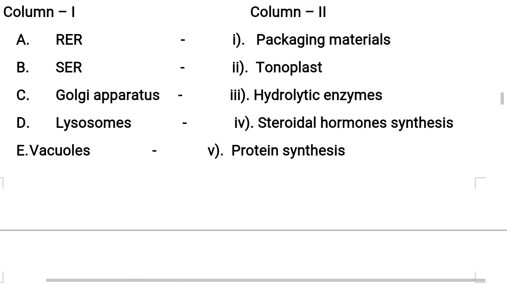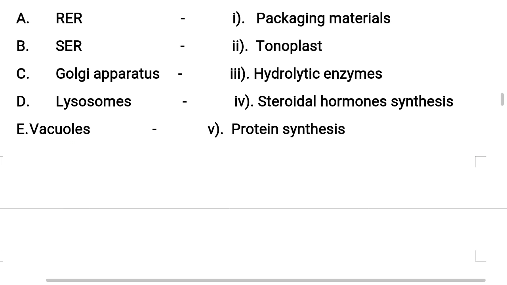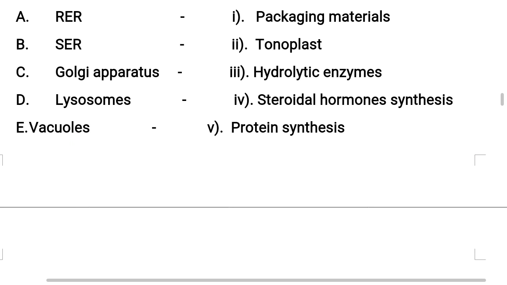So now let us match. First one is RER, rough endoplasmic reticulum. It is meant for synthesis of proteins due to presence of ribosomes on the surface. So A is matching with Roman number 5, protein synthesis. Next, SER. It is matching with Roman number 4, steroidal hormones synthesis. They are lipid-like steroidal hormones, and it is also the site for synthesis of lipids. So B is matching with Roman number 4.